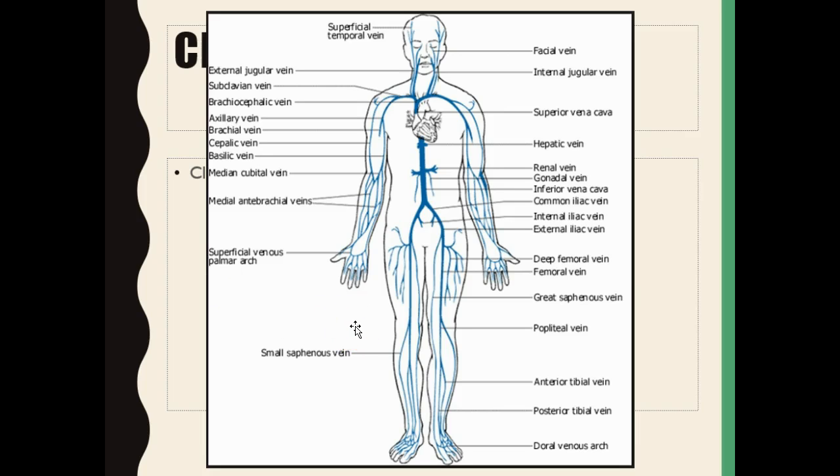Here is a map of the major veins in the body. And again, you don't need to memorize all of these. And some of them should be intuitive, such as the deep femoral vein. It's nearest the femur. That makes sense.